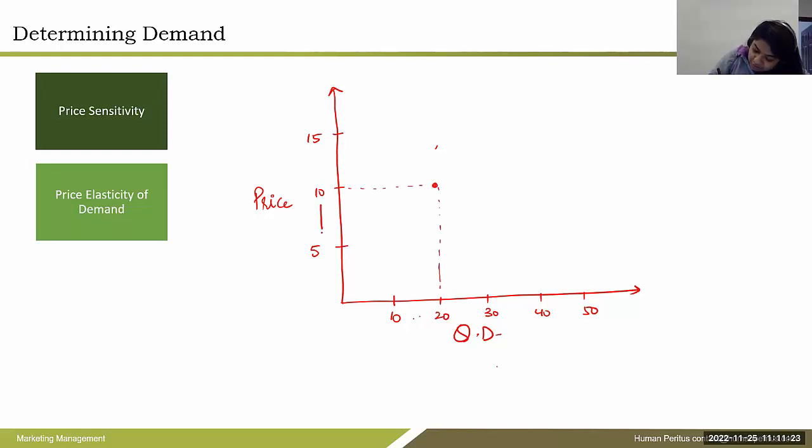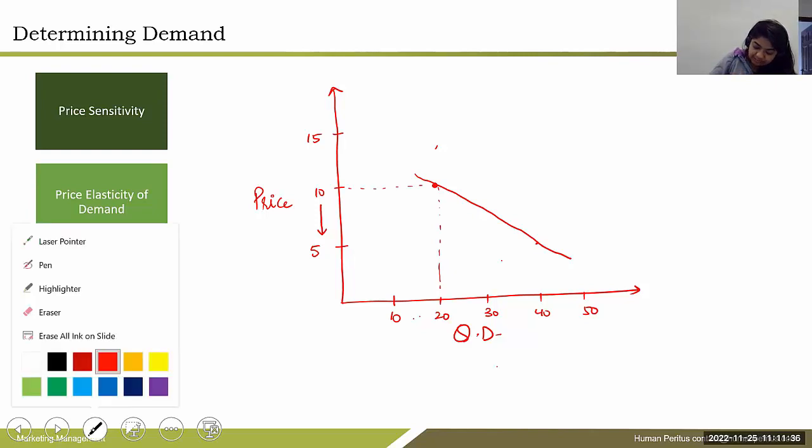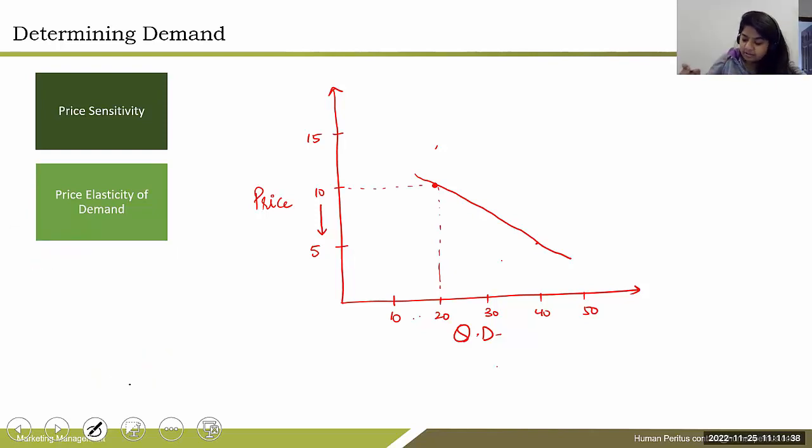Now, if my price drops to 5, my demand goes to 40. Okay, so this becomes the demand line. Now in situation 2, I'm using the same diagram, different color pen. Let's say if price goes down to 5, but my demand only changes to, instead of 40, just to 30. So this becomes my price line. This is 1, this is 2.